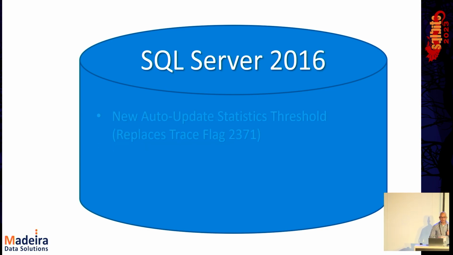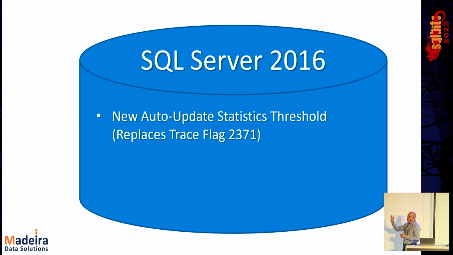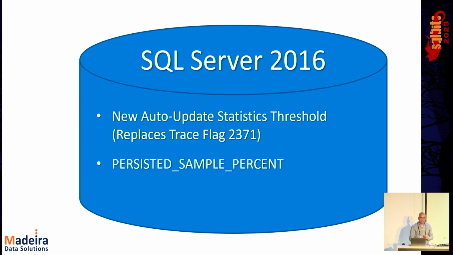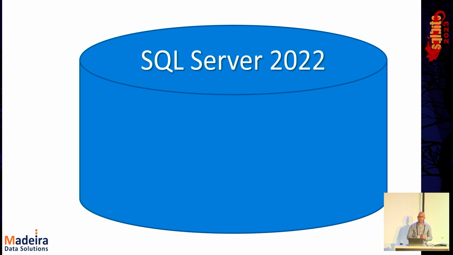In SQL Server 2016, we have the new auto-update statistics threshold, 1,000 multiplied by the count, square root, remember? Before 2016, by the way, people that use SQL Server 2014 or 2012, you can use trace flag 2371 to get the same behavior. Okay, and this is like a best practice. It's recommended, but please test it. We also introduced the persisted sample percent, like I said before. I jumped to SQL Server 2022. There are lots of great features in other versions, but not related to statistics.